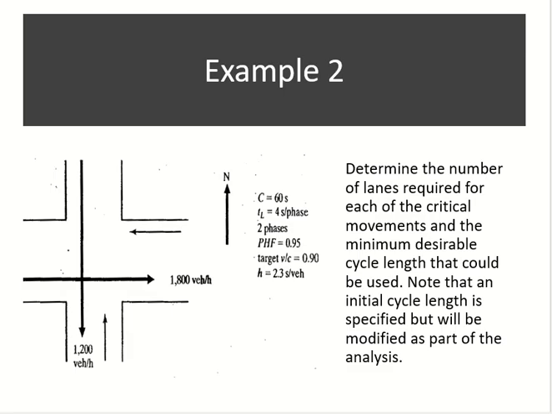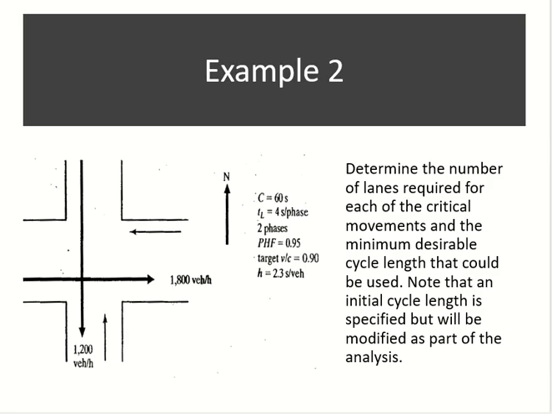Okay. You can see the rest of the parameters? Okay. Now the problem is we have to find out the number of lanes. And then after you find out the number of lanes, you find out the desirable cycle length, the one which we were doing here.